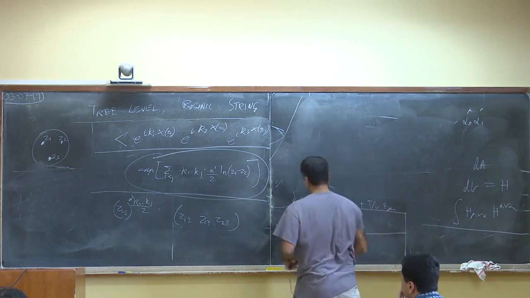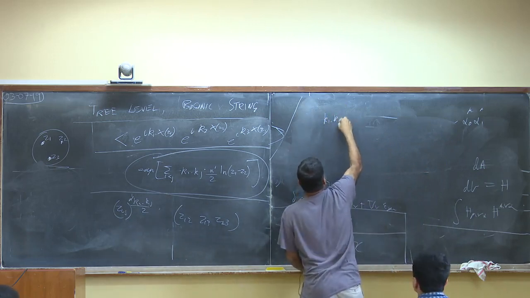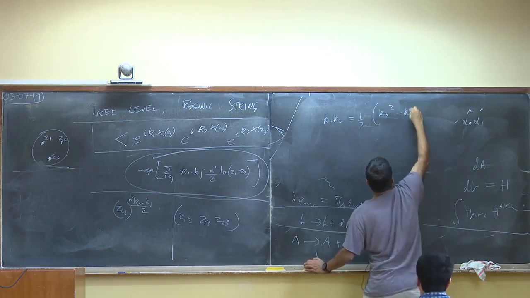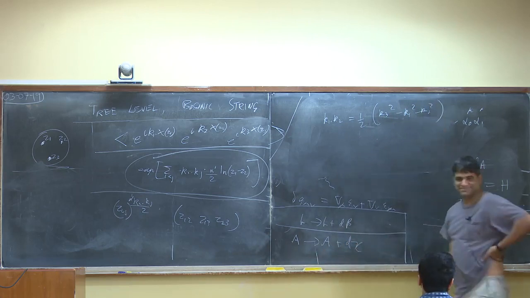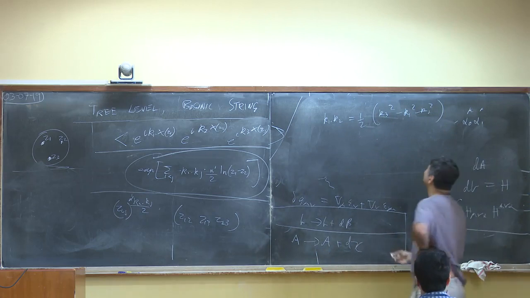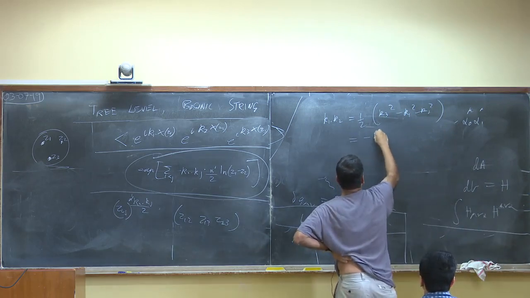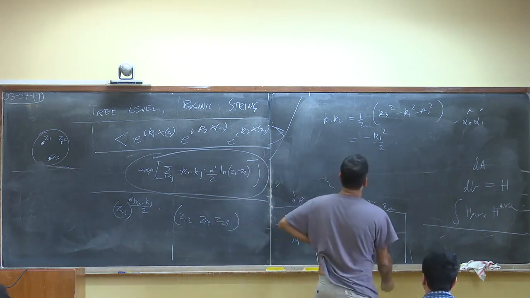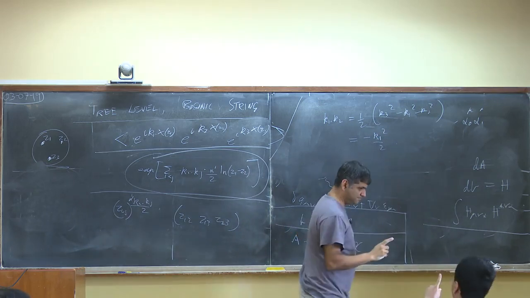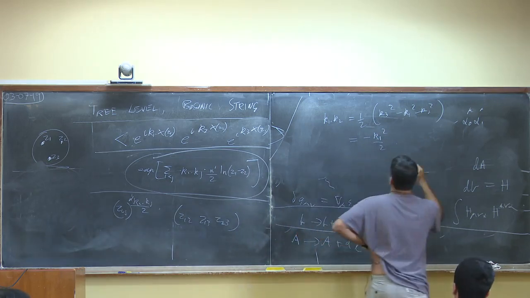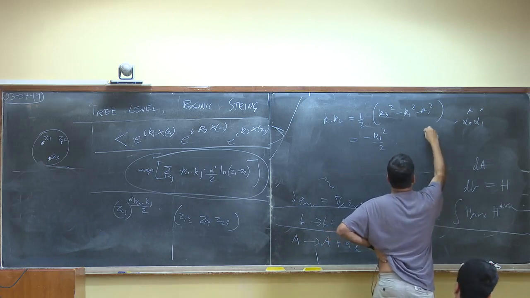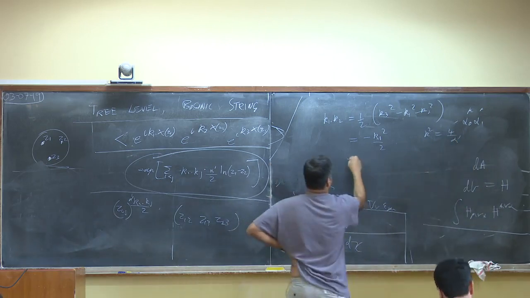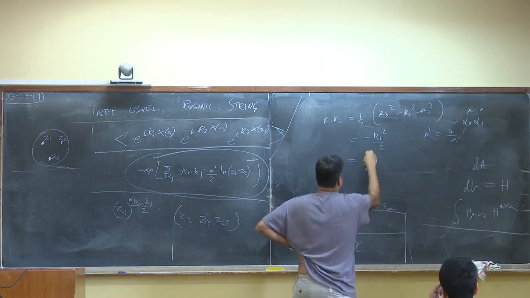Let's do k1 dot k2. It's half of k3 squared minus k1 squared minus k2 squared. This is just minus k squared, which is equal to minus k1 squared by 2, for instance, because they're all the same. Which is positive. Now, k squared is minus m squared. K squared was equal to 4 by alpha prime. So this is equal to 2 by alpha prime with a minus 1.